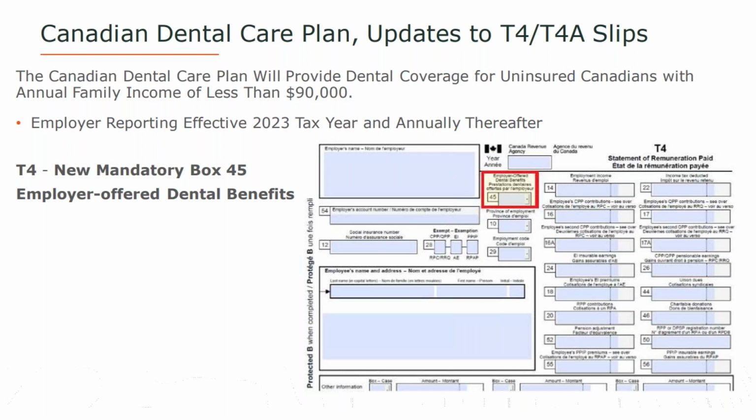So the Canadian Dental Plan will provide dental coverage for uninsured Canadians with annual income of less than $90,000. Employer reporting takes effect in 2023. You'll see on the sample on the screen where the T4 box 45 is going to be, and it is mandatory. There's going to be a drop down for choices if you go online to fill out your T4s, and within your accounting package for payroll, you'll have an option to identify which of the different boxes or codes you need to put in here.